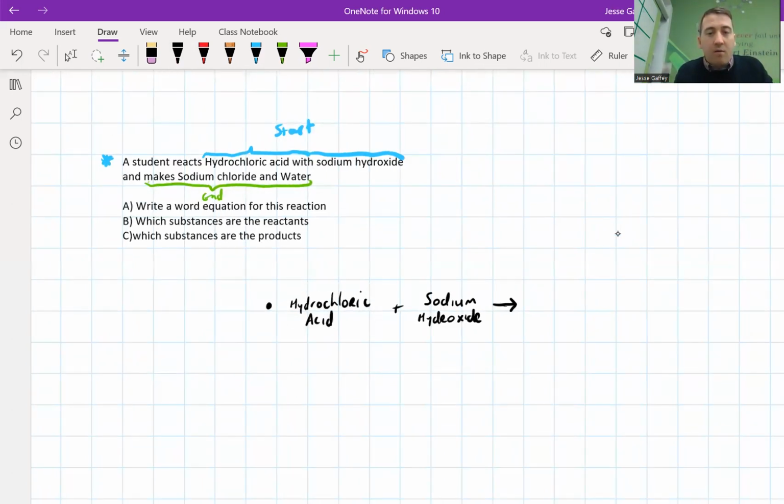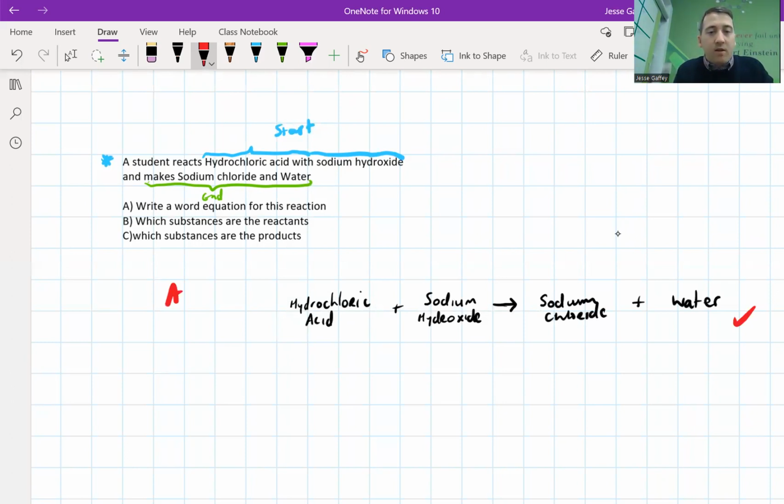So hydrochloric acid plus sodium hydroxide gives us sodium chloride plus water. Okay, so that's A. If you got that right, well done. I'm going to tick it. Spot on. Okay. Now, next one.